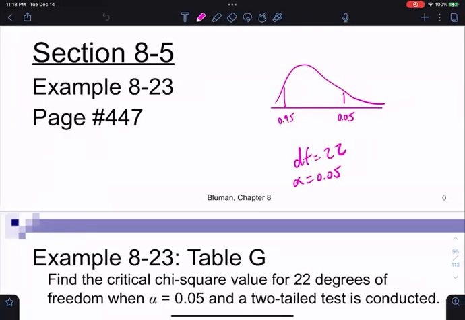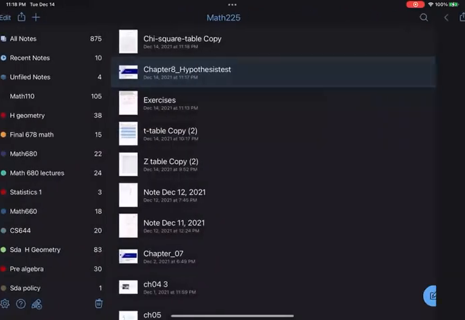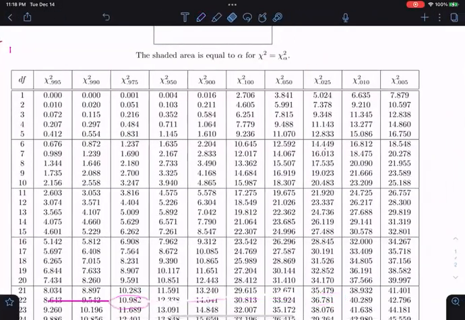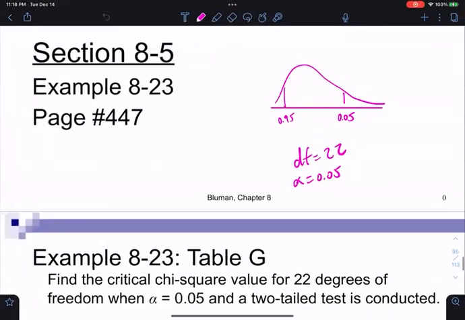So we said that it was 0.05. Let's do one step at a time. So 22 and 0.05, right? So 22, 0.05, that's right here, 33.92. So that's one value. This one should be 33.92.